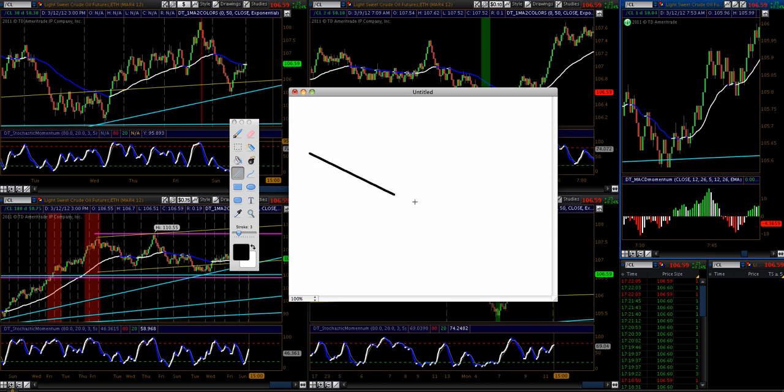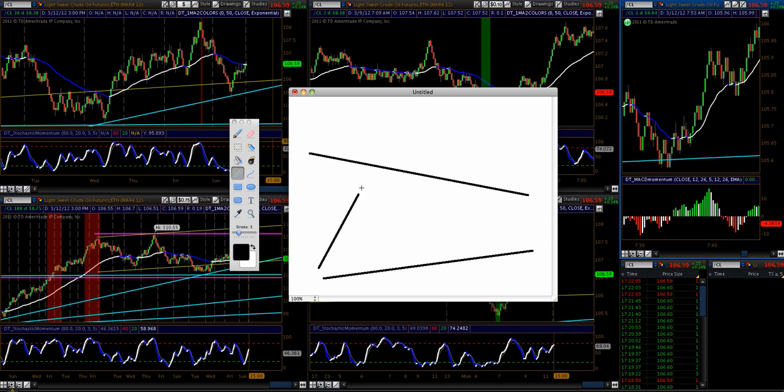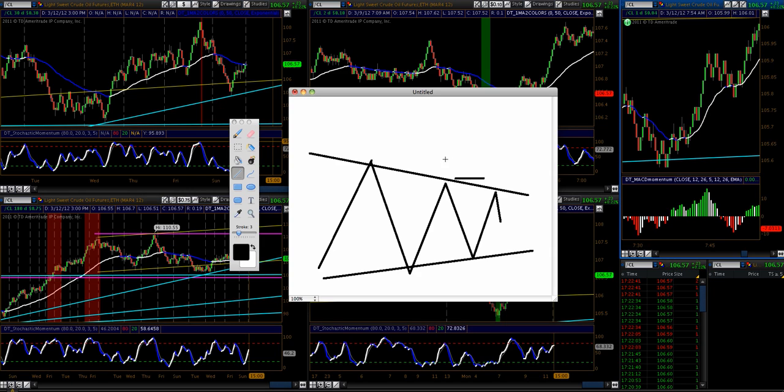Alright, you have this wedge. You have this market wedging, making higher highs and lower lows. So what we're waiting for here is for it to eventually fail one way or another. And let's take this from the long side. It goes up. We're going to look to short this market right here.